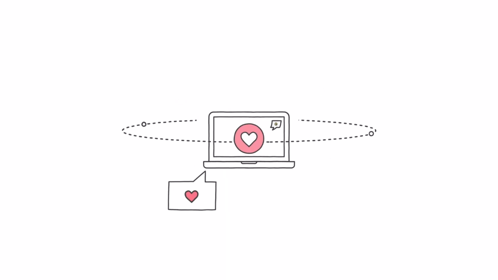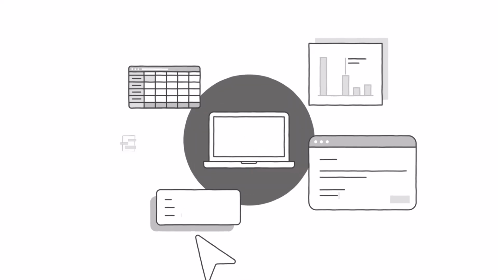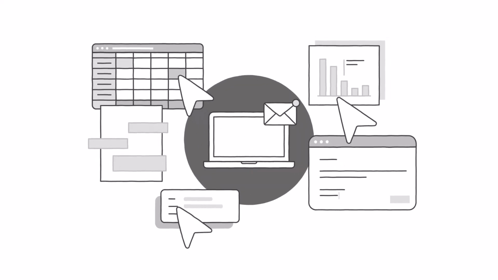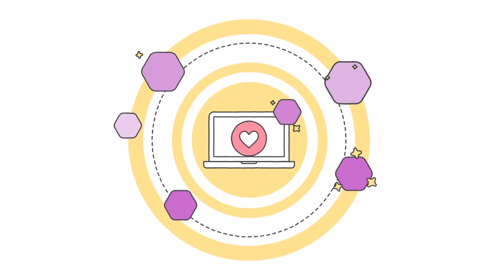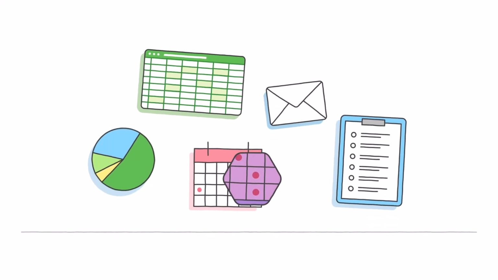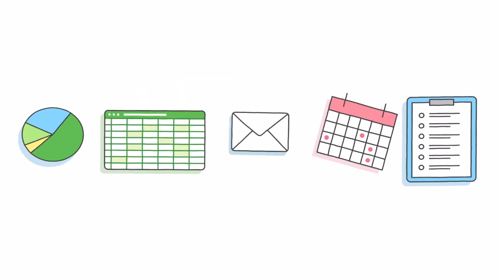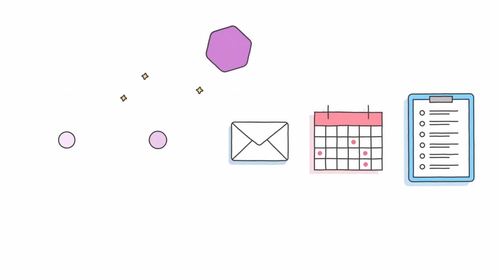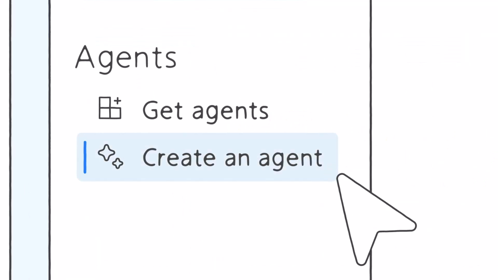There's a lot about your work that you love, and you'd like to do more of it. But tedious processes are slowing you down. Agents can give you back the time to do what matters most. From helping you manage projects to performing compliance checks, these AI-powered tools in Microsoft 365 Copilot handle complex processes and tasks for you. And you can create them yourself with the Agent Builder in Copilot Chat.